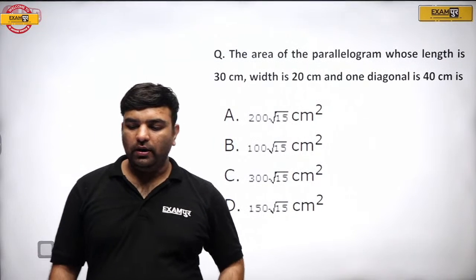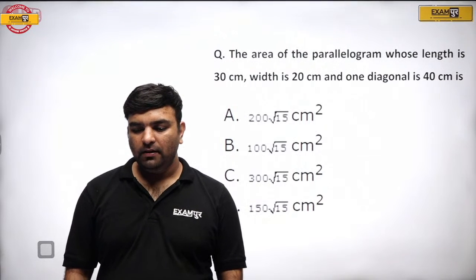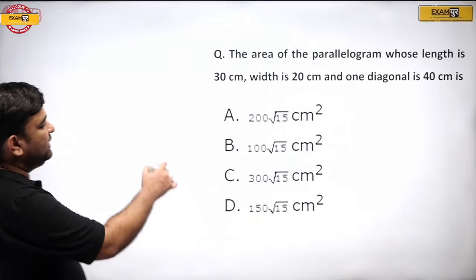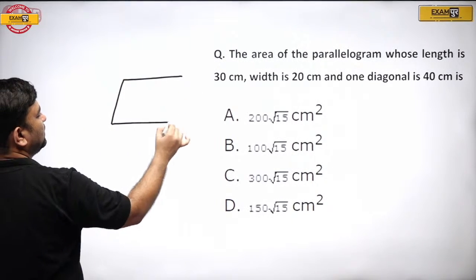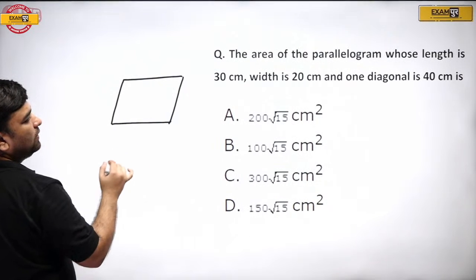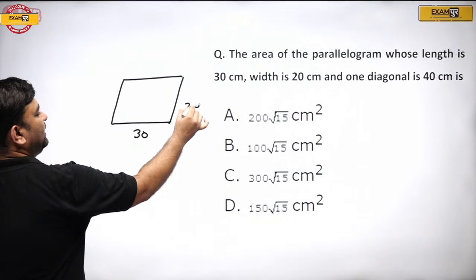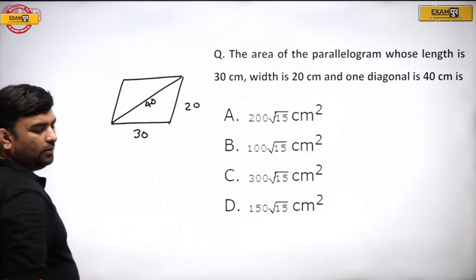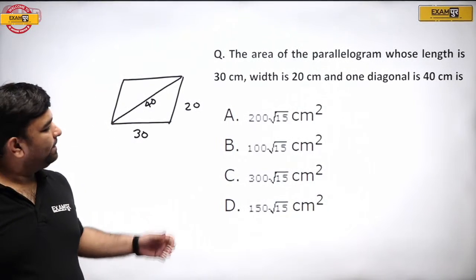Find the area of parallelogram whose lengths are 30, 20 and diagonal is 40. Whose length is 30, and one of the diagonals is 40. What is the area of the parallelogram?